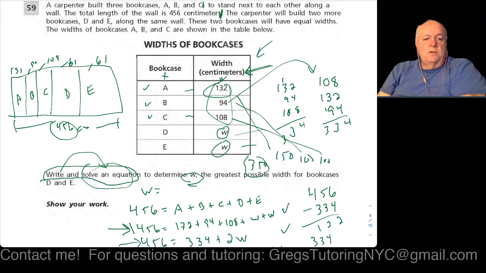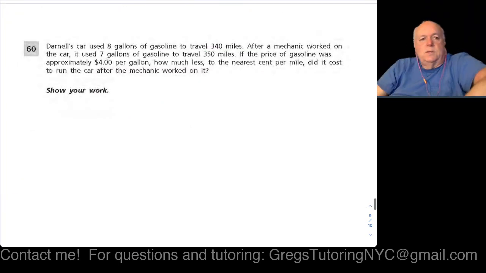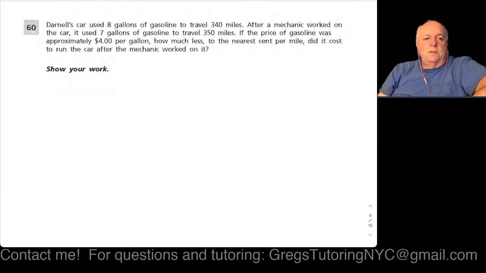Okay, I think we have 2 more questions. All right, so Darnell's car used 8 gallons. There's a few numbers flying around here, and I'm just trying to keep track of what it's saying in English. So we're going to document our journey through this paragraph. Darnell's car used 8 gallons. And again, do we have to do unit conversion? To travel 340 miles.